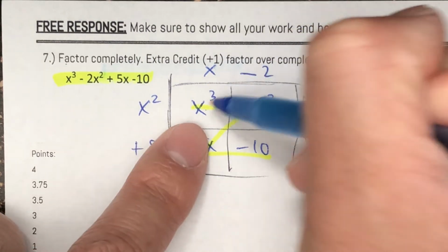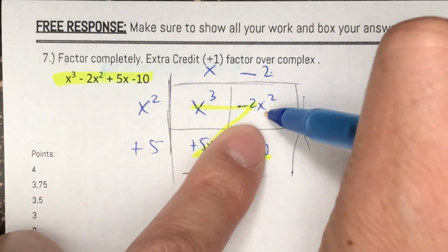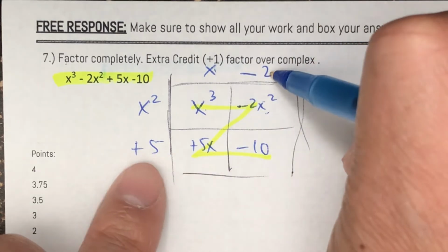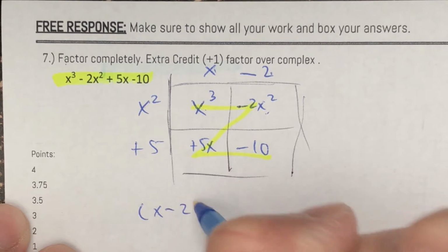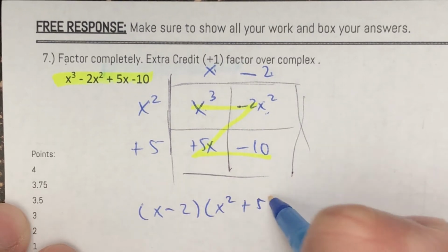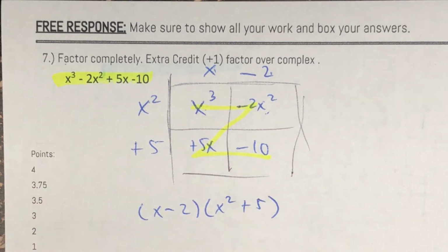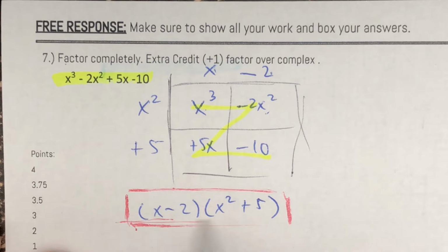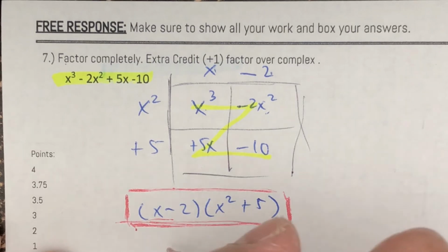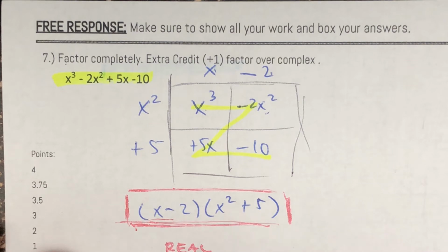x times x squared is x cubed, negative 2 times x squared gives me negative 2x squared, x times 5 is 5x, negative 2 times 5 is negative 10. So my answer is going to be x minus 2, x squared plus 5. Let's find a color. How about red? Okay, so this is called factoring over the real, because all of these are real numbers.